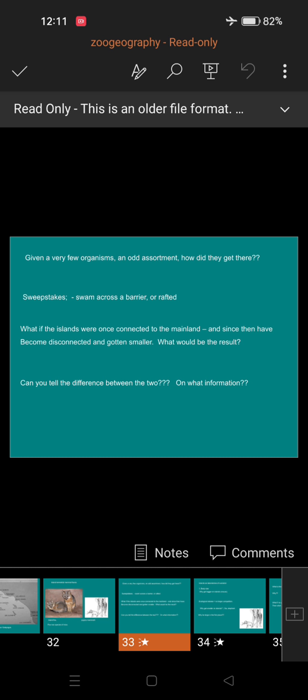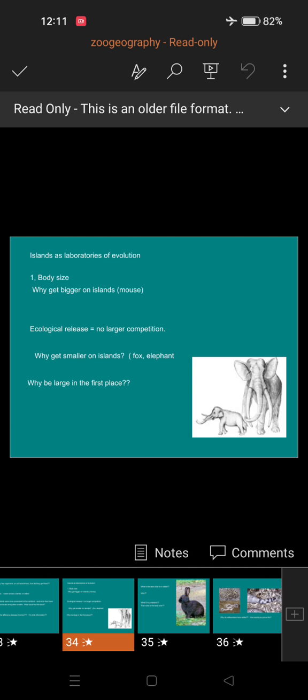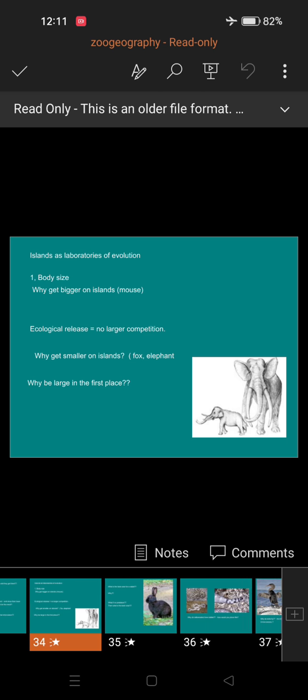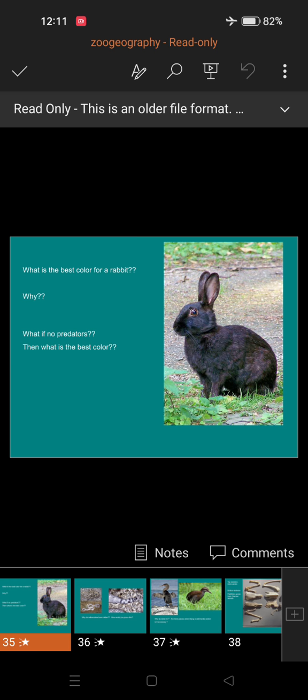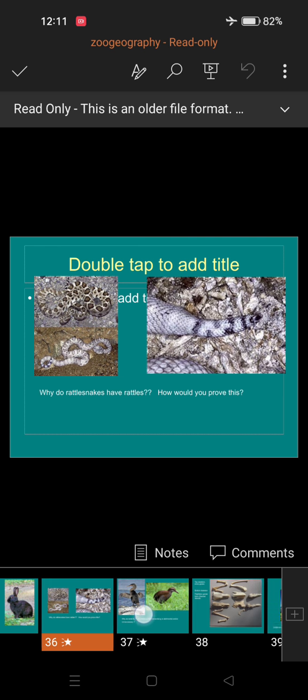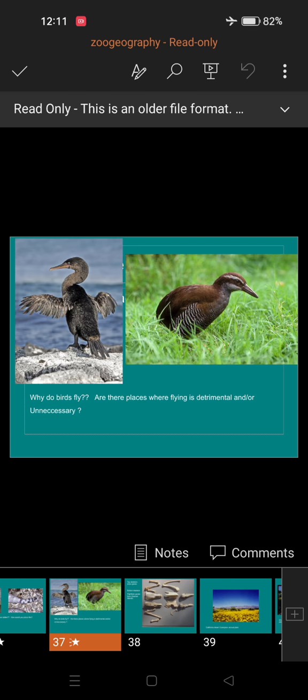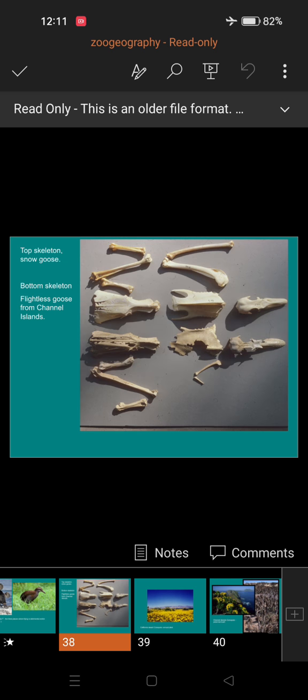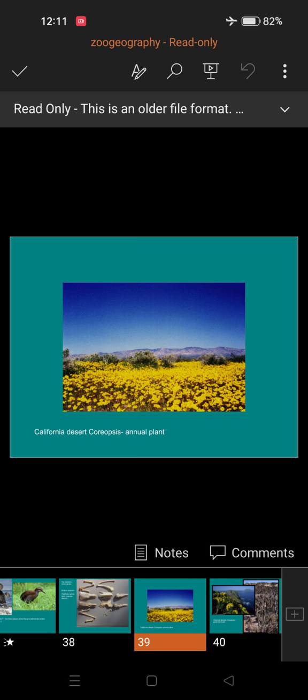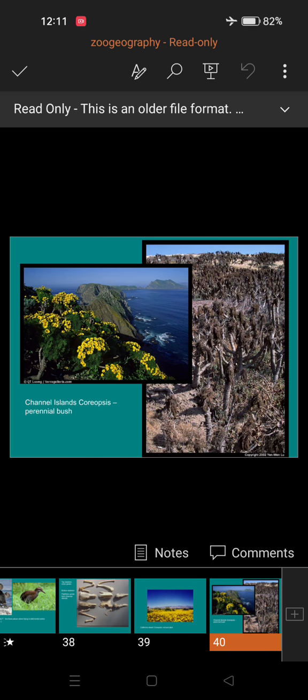So biologically, zoogeography in biology is concerned with animal distributions. You can observe this in the animals: the rabbit, the snakes, the birds that fly, then the skeletons, then the plants, etc.